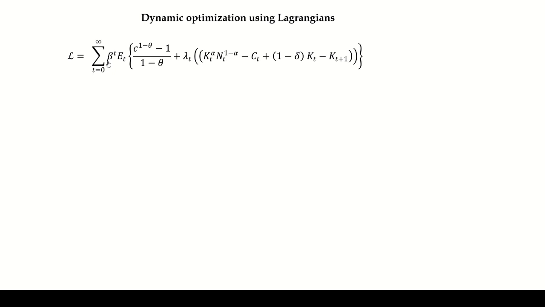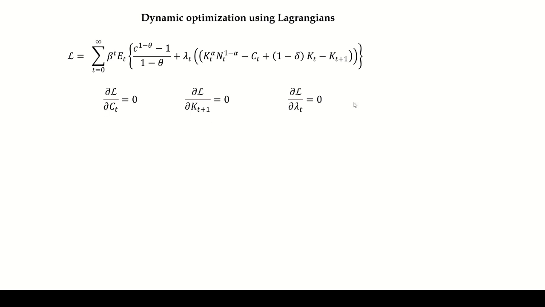In this case, the first order conditions will be taken with respect to Ct and Kt plus 1. Notice we will not do a first order condition with respect to Kt, because Kt would be given in the current period. We will call Kt capital, a predetermined variable.